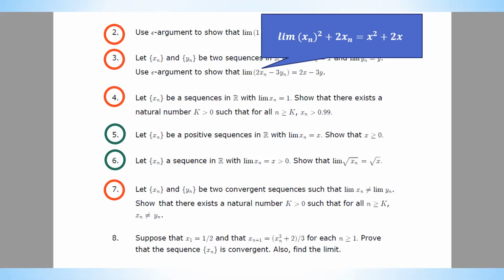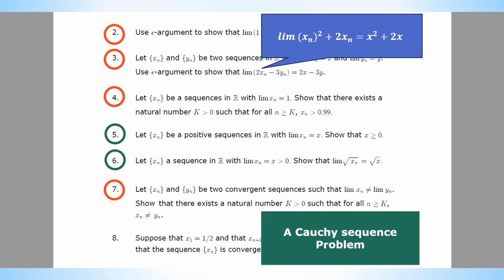I can tell you there will be a problem like this in the test, okay? Besides this, there will also be a problem involving a Cauchy sequence. This means that I'll give you a sequence, and I want you to prove that the sequence is a Cauchy sequence. We have 3 examples in the lecture, so the problem that appears in the quiz will be similar.